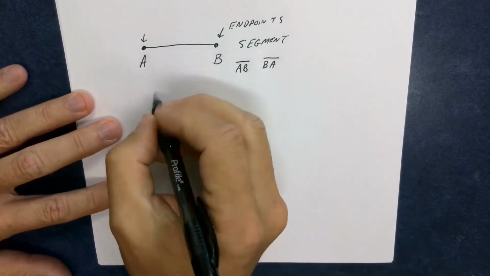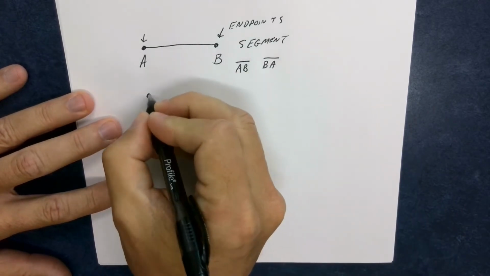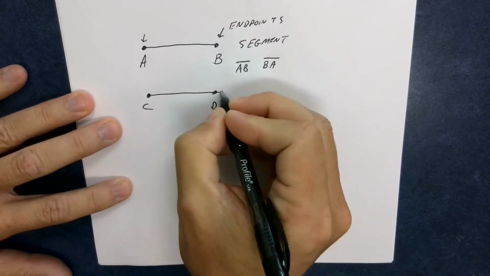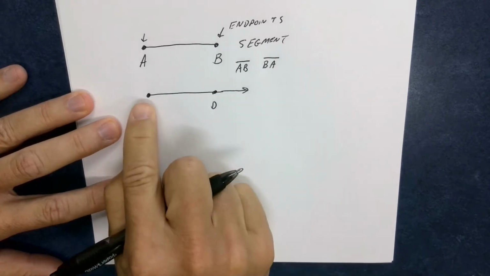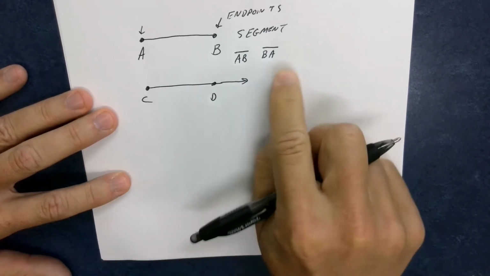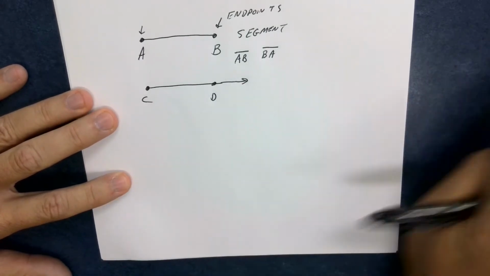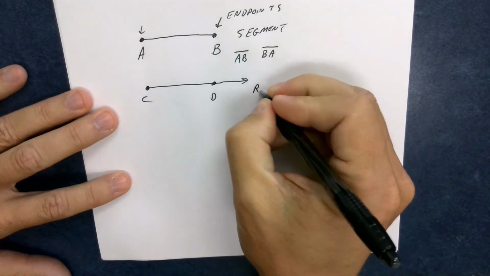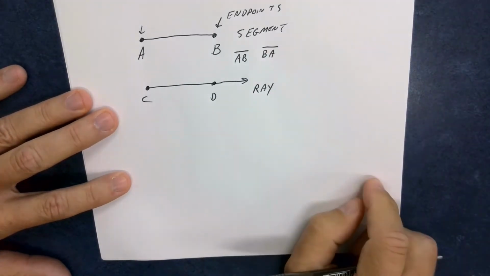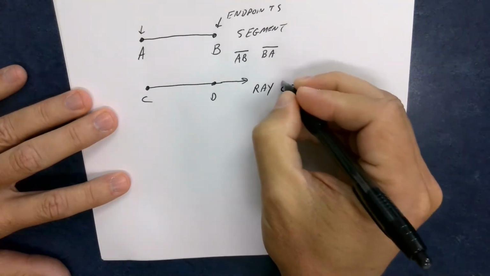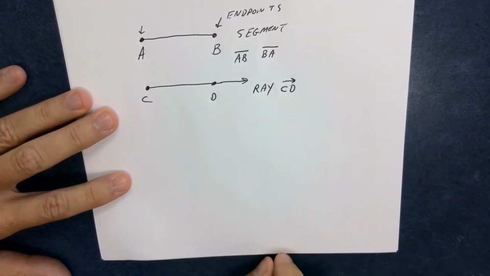Cool. Now if I had a point C and a point D here, and I went starting at C, through D, and kept going on and on and on forever and ever and ever, like way over there, billions of miles, it never ends. This is considered a ray, because it goes in one direction forever, and we call that ray CD, and the little notation would go just like this.